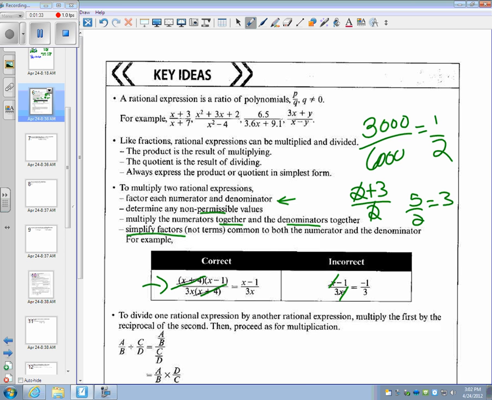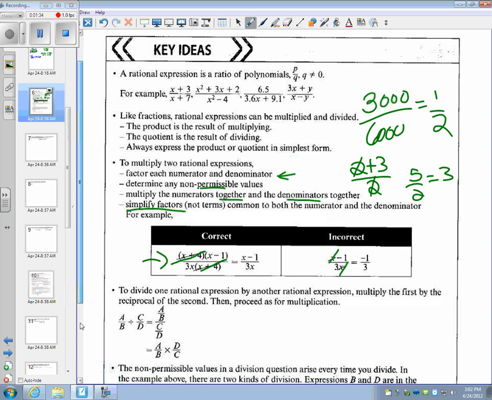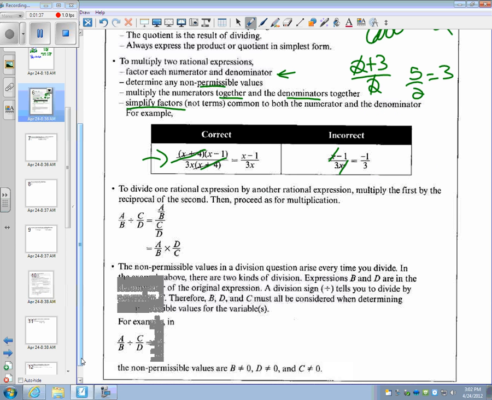How to divide rational expressions, dividing fractions. To divide one rational expression by another, multiply the first by the reciprocal of the second, then proceed the same as multiplication. So I call this kiss and flip, because you kiss and then you flip the second one. Okay. What comes in tricky with rational expressions with polynomials is these non-permissible values.